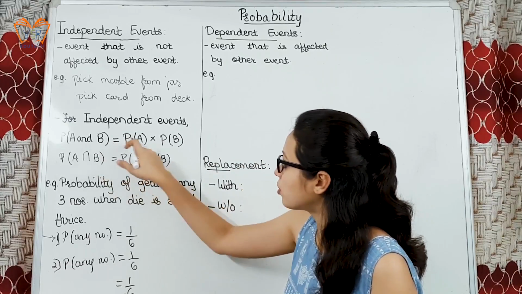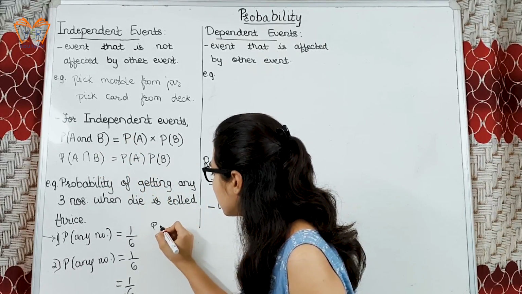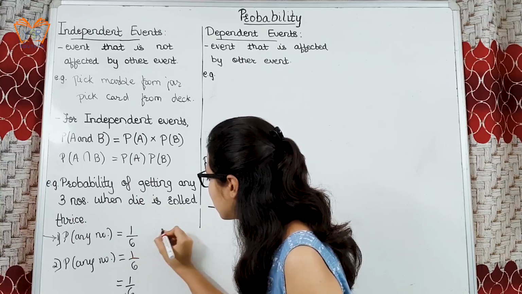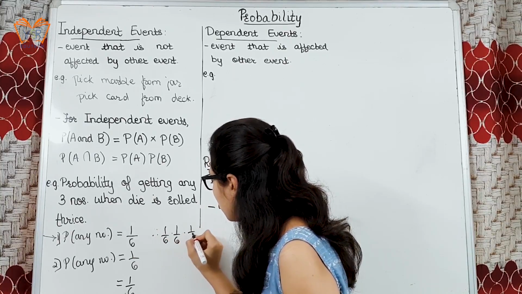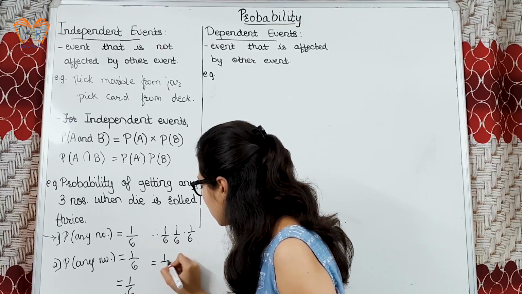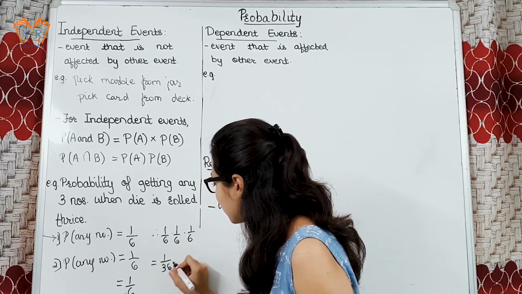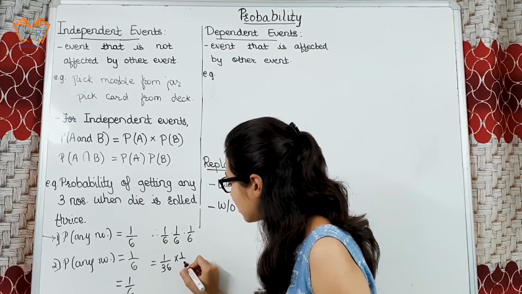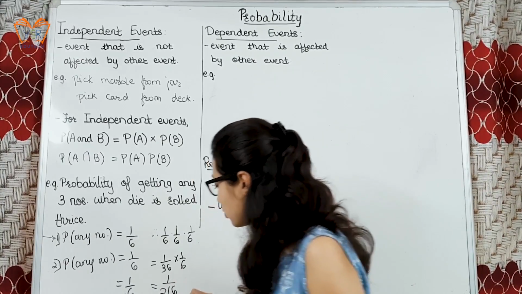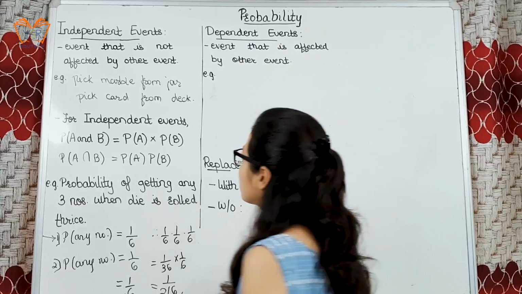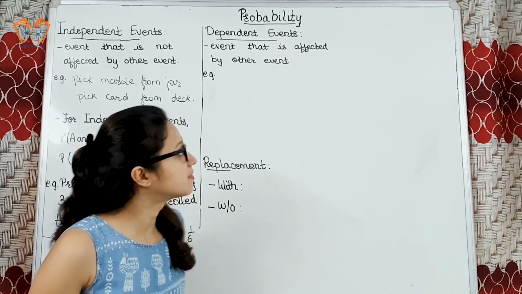So according to the formula, probability will be 1 by 6 into 1 by 6 into 1 by 6. So that is equal to 1 by 36 into 1 by 6, this will be 1 by 216. So this is all about the independent events.